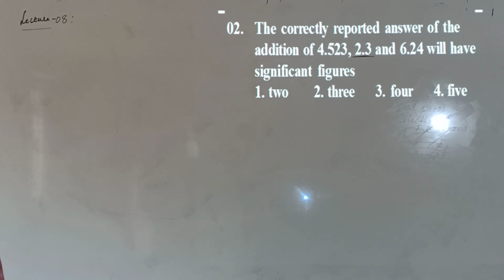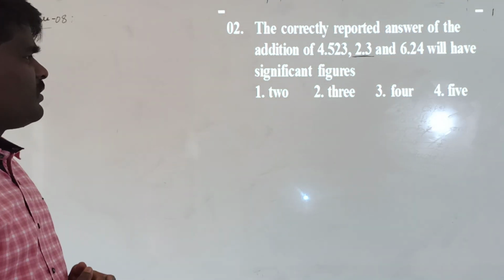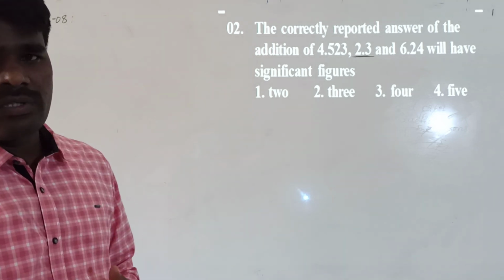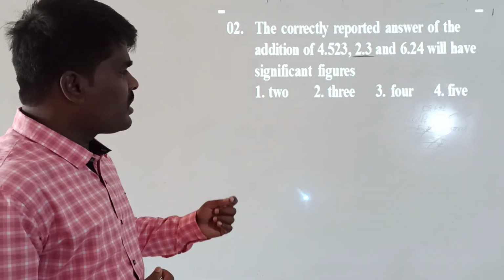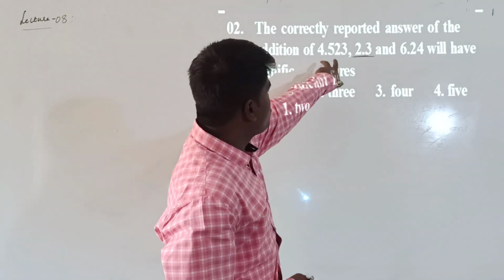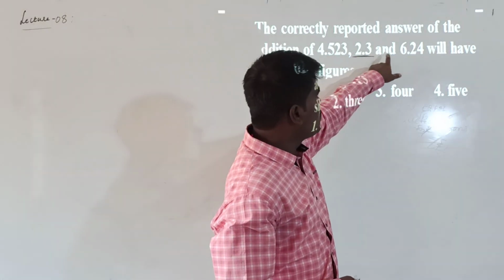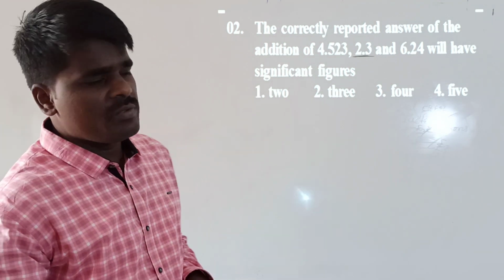The correctly reported answer for the addition of 4.523, 2.3, and 6.24 will have how many significant figures? Basically, what is the rule of significant figures for addition? The result should be reported with the same number of decimal places as the value with the least number of decimal places. So if you see here, how many decimal positions are there? 3, 1 and 2. The result should be reported with only 1 decimal position.